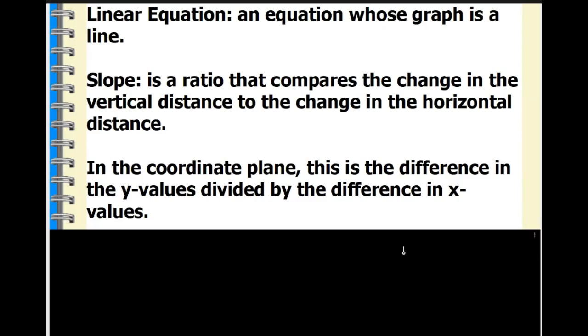When we use the x and y coordinate plane, rise is the difference in y values, and run is the difference in x values. So we do the difference in y values divided by difference in x. That is rise divided by run.